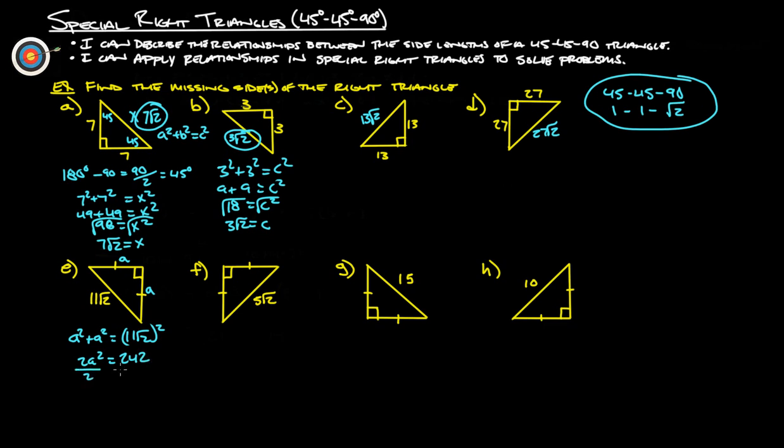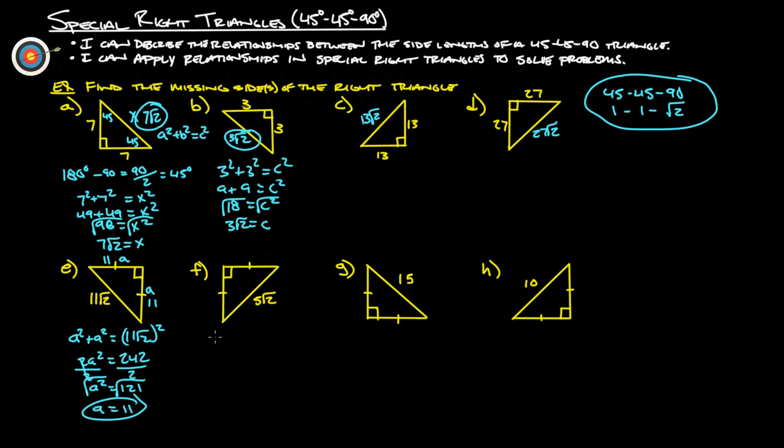Now we want to divide both sides by 2. And we get that a squared equals 242. So that's going to be 121 if we divide that by 2. So we square root both sides, and guess what the square root of 121 is? That would be 11. So look, this is 11 root 2. These are both going to be 11s.